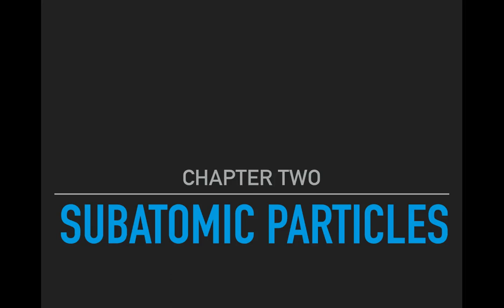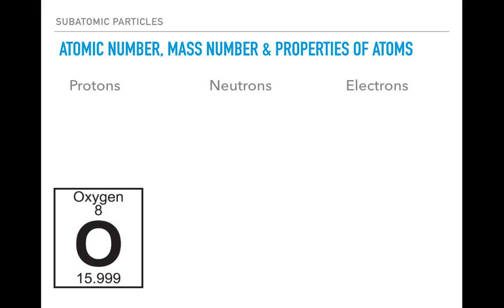This video will help you in gaining an understanding of how to determine the number of protons, neutrons, and electrons for a given element. One of the first things that we need to be aware of are some important terms, which include atomic number and atomic mass.